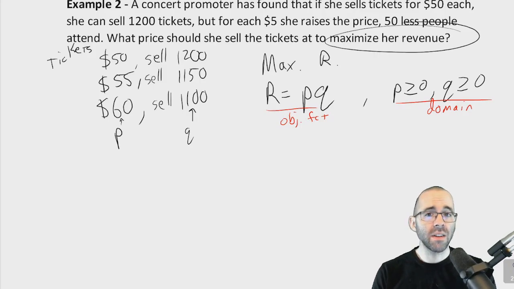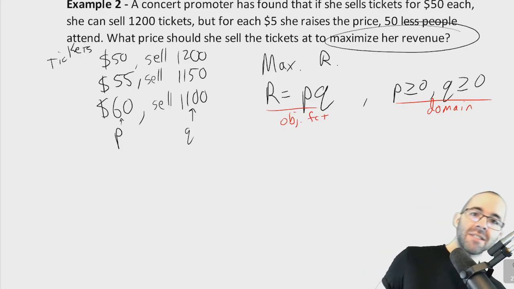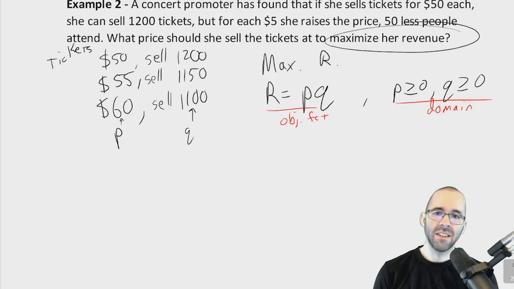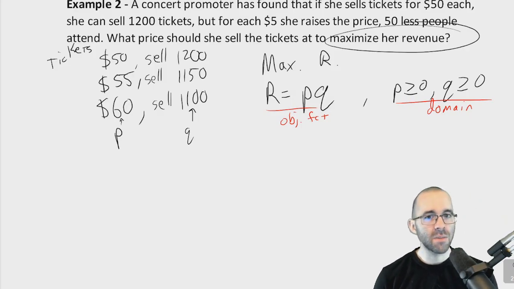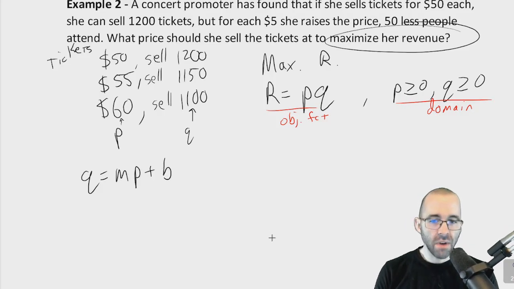What's the relationship here? That's a little harder to find. But it's like a line. It's a linear relationship. Every price increase of 5, the tickets decrease by 50. So let's find the slope. It doesn't matter which one you solve for, but we have a line here.